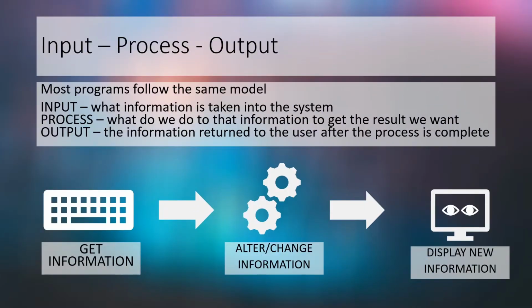The programs that we're going to create from now on are going to follow this model of input, process, and output. Input means what information is being taken into the system or computer program. The process is what we do to the information we take in. How are we going to change or alter it to get the result that we want? And finally, we're going to output information back to our user. So what do we display on the screen after we've done our process?